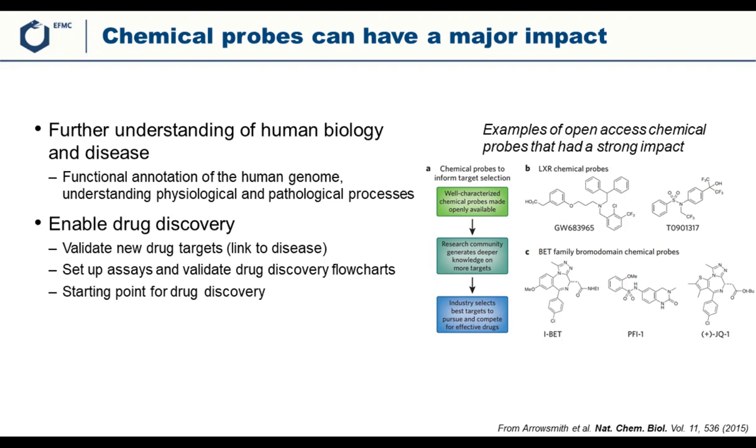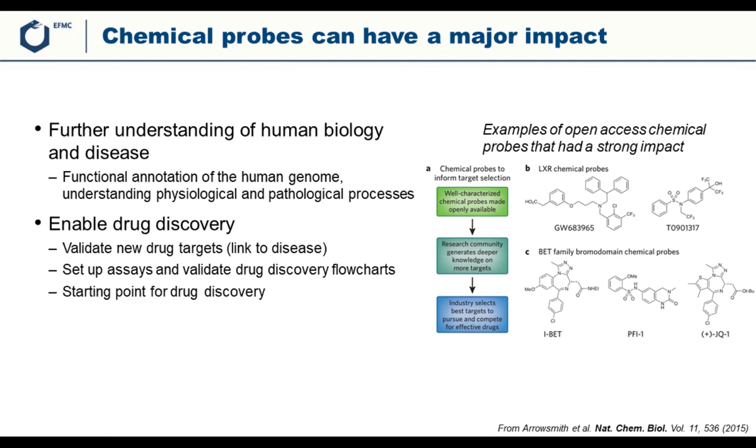So why do we want chemical probes? Well, they can have a major impact. They are very often used to further our understanding of human biology and disease. First, they can be useful to annotate functionally the human genome, to understand what the role of a protein associated with a gene can be, and understand physiological and pathological processes associated with a particular protein or gene.